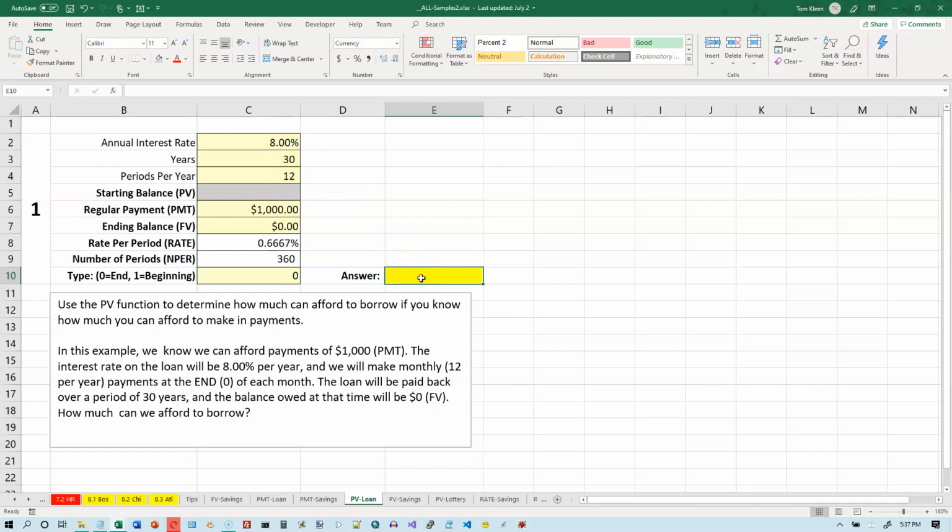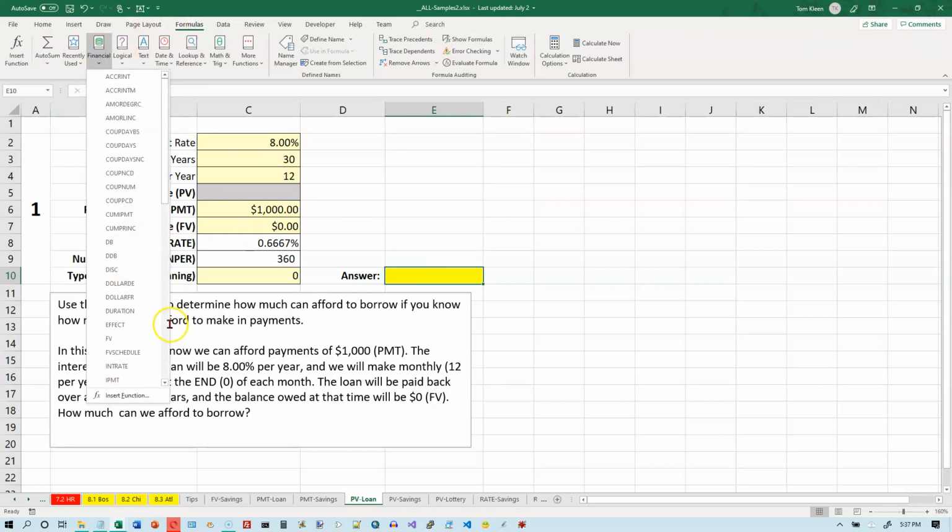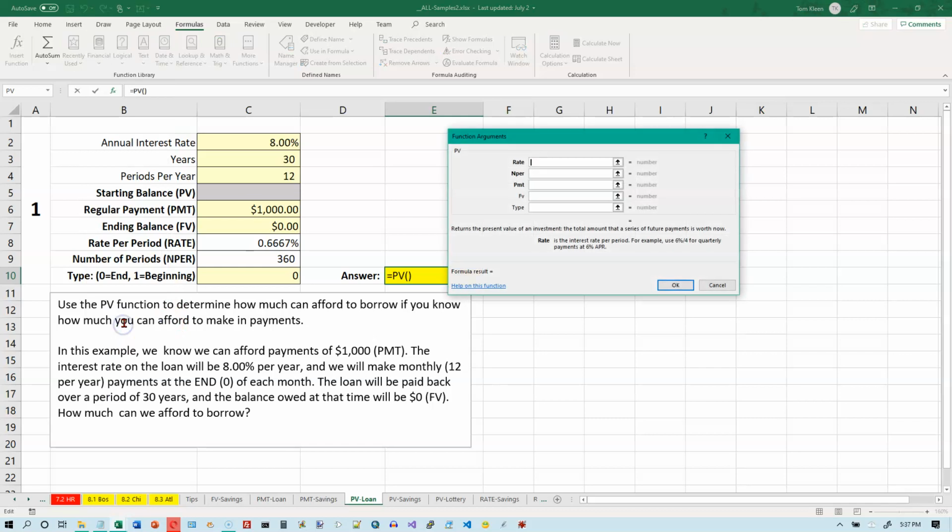So we're going to use the PV function. Let's go to our formulas tab up here, go to the financial group, and let's scroll down to PV. And we get our function arguments dialog box, and our rate, remember, is always the rate per period. It's not the annual rate, it's the rate per period. The number of periods is the 360 down here. Click on C9. The payment, remember, is always negative. Put a minus sign in front of it, and then click on C6. Future value is C7, which is the number 0, and the type is going to be down here in C10.